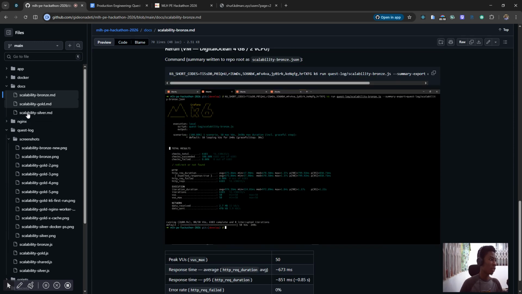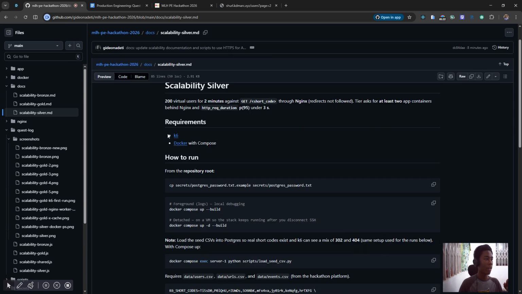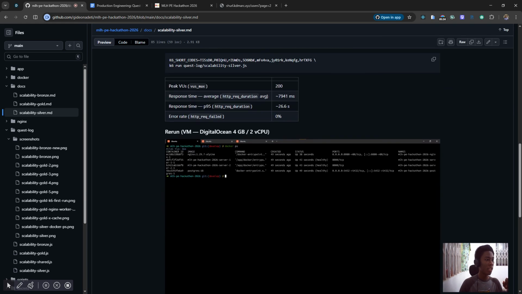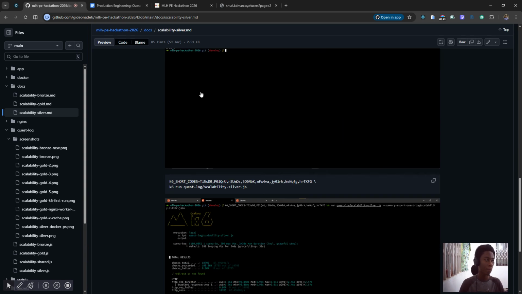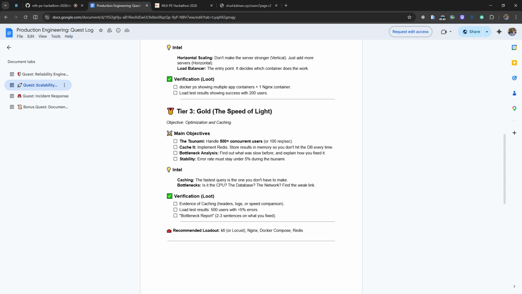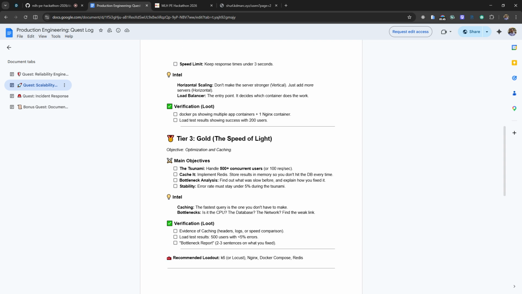Let me go to silver here. So this is the silver. You have to provide a Docker PS to show the multiple instances running. I have two servers, which are the instances, one Nginx, and the other service PostgreSQL, the database. The next check was to show the load test results with a success with 200 users.